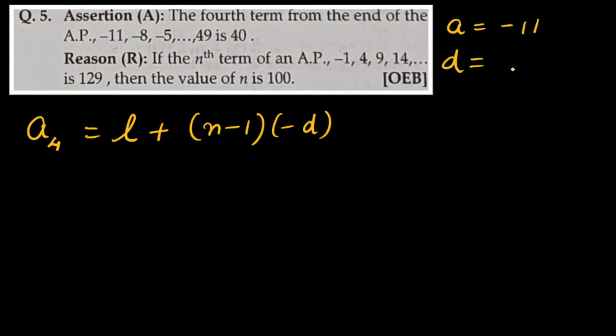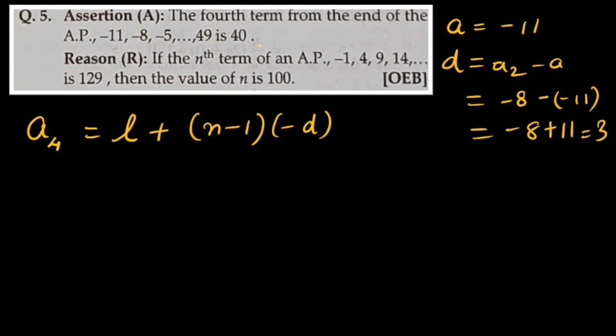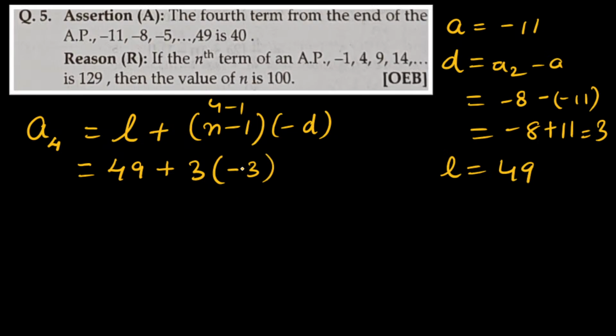D, let's find. D is A2 minus A1, I am doing. So A2 is minus 8 minus of minus 11. So minus 8 plus 11 is equal to 3. Difference is 3. Last term is 49. So let's substitute now. 49 plus, so fourth term, 4 minus 1 is 3, 3 into minus d. Minus of minus d we have to do. So d is 3, so minus 3 we have to do.